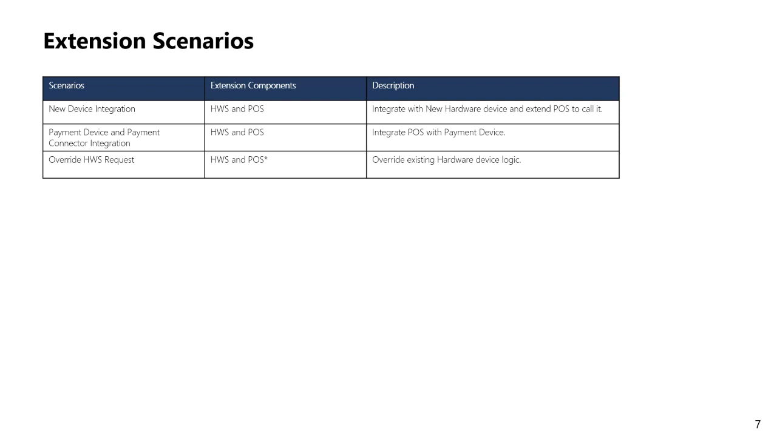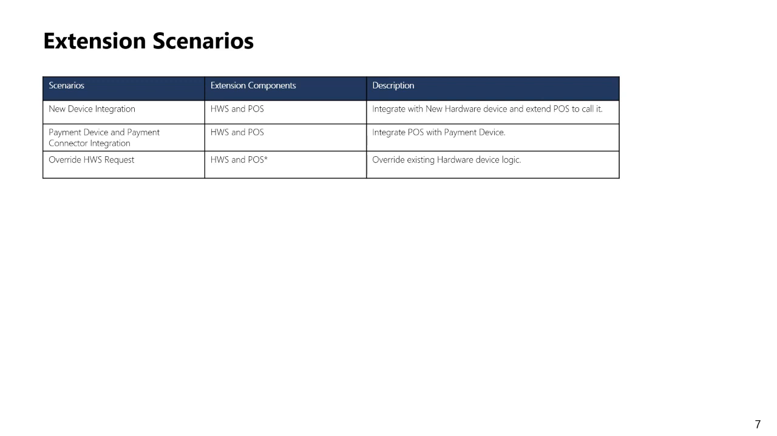Then the second scenario is the typical one, where you want to integrate with a payment terminal device for all your credit card payment scenarios. Then you can extend the point of sale as well as the hardware station. In many cases, you don't need to extend the hardware station; you only need to implement the payment device interface we have. So you can extend that. That's the second scenario, extending the hardware station for the payment device.